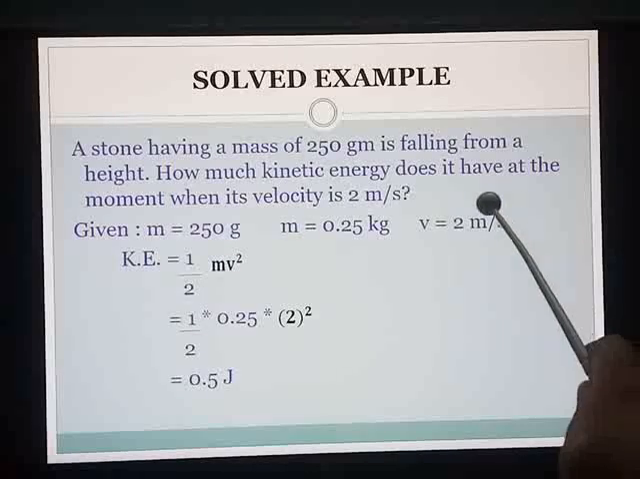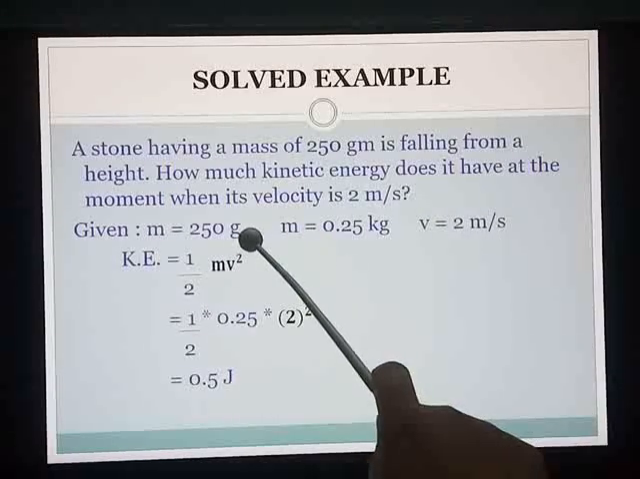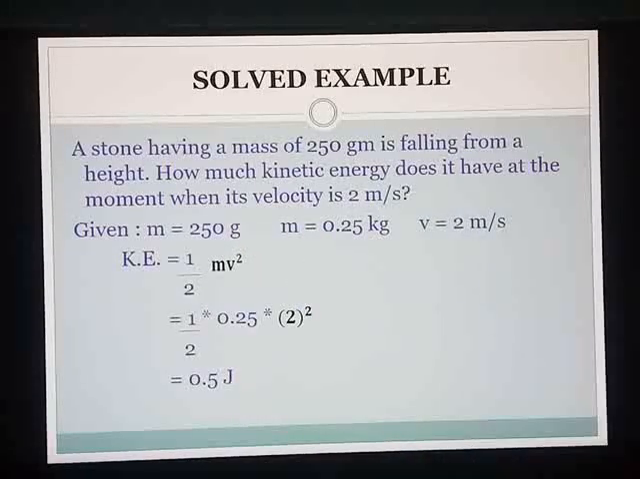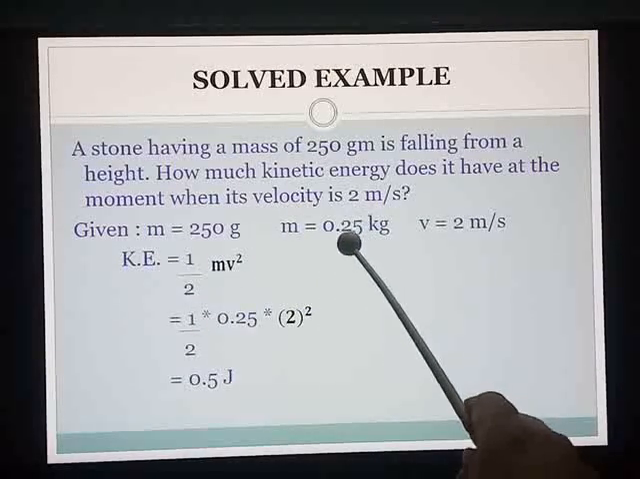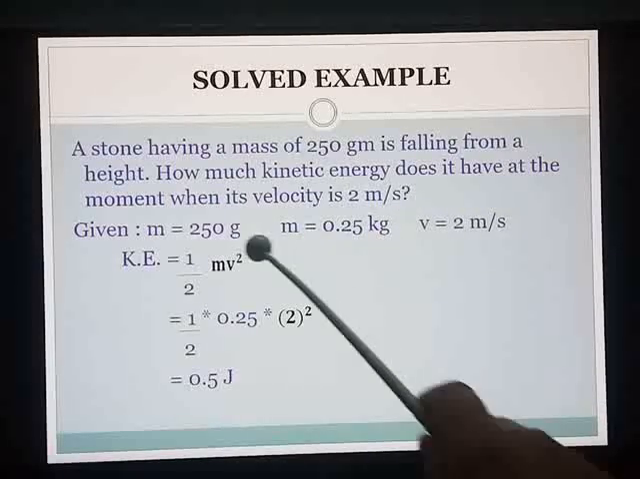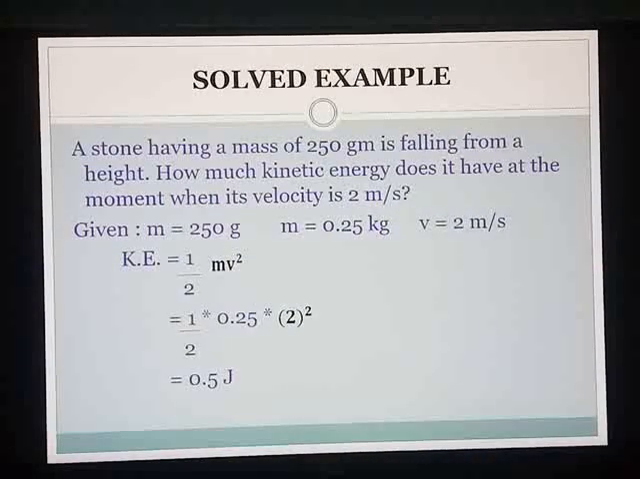Now here velocity is in meter per second and mass is given in grams. So grams you have to convert into kg. What criteria here are you going to use? 1 kg is equal to 1000 grams. This way you can convert this grams into kg. So you will get 0.25 kg. You are going to divide this by 1000.